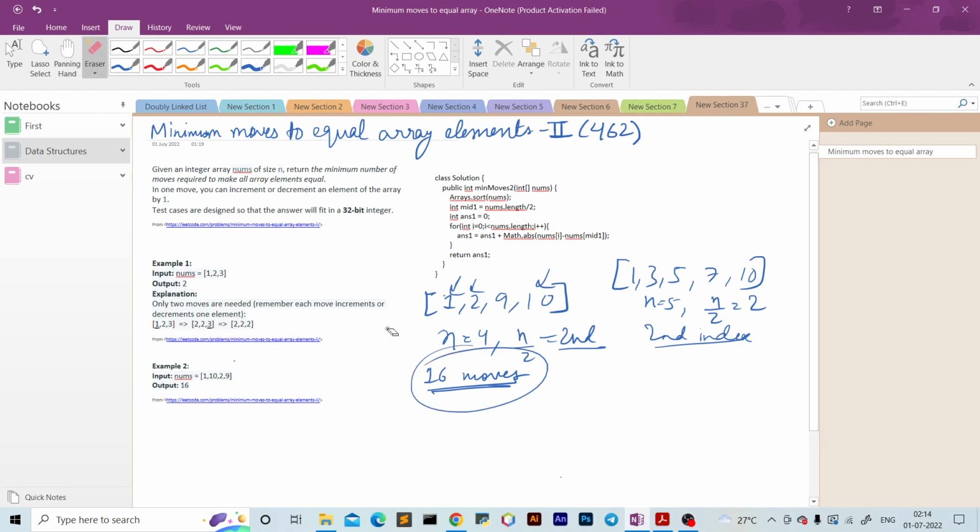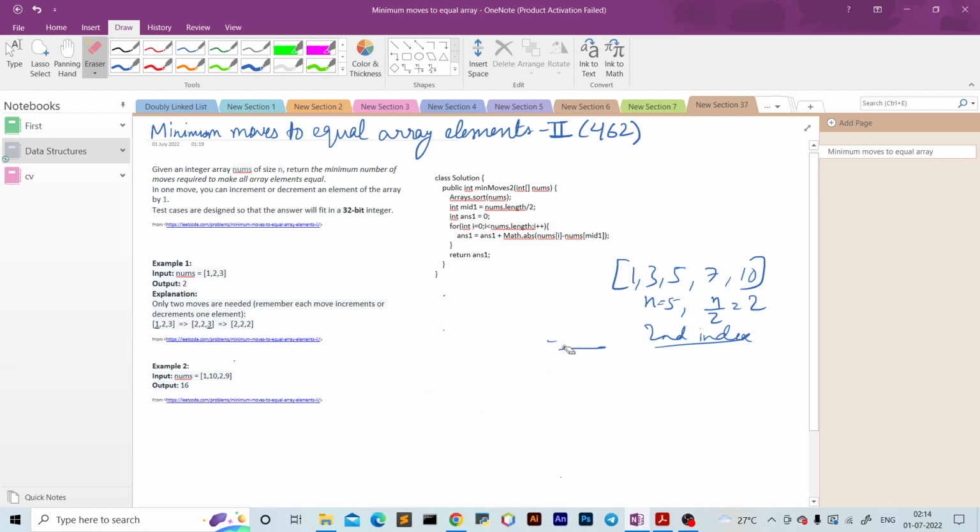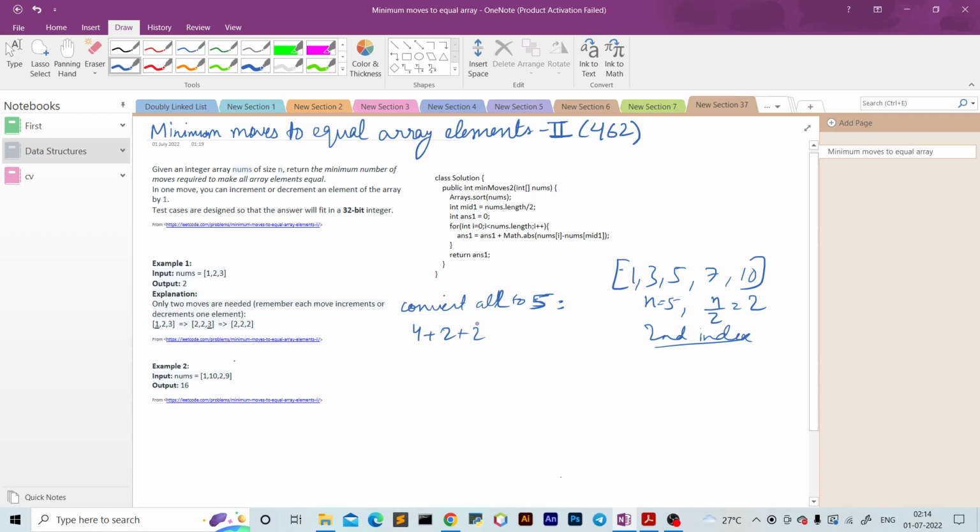Now if we try any other case, we would not get a smaller value than this. So I will explain with this example. In this case, we want to convert all to 5. We would require 4 plus 2 plus 2 and then 5, which means 13 moves we would require.